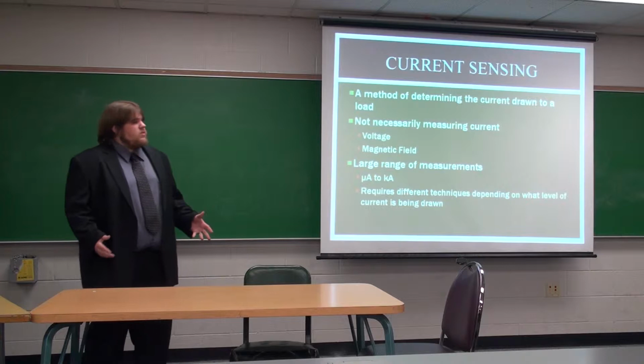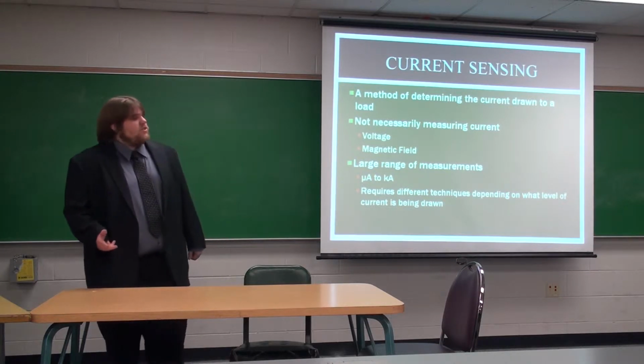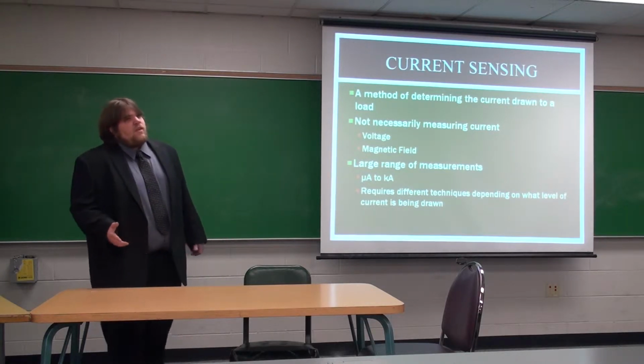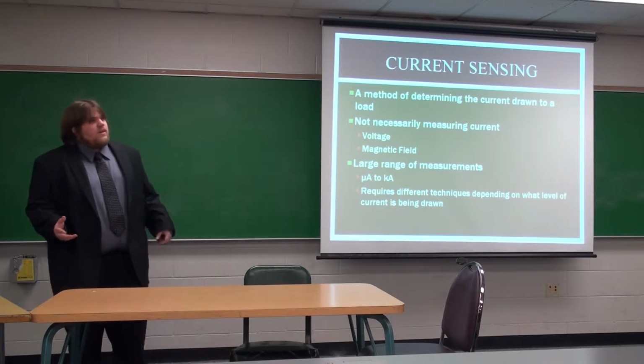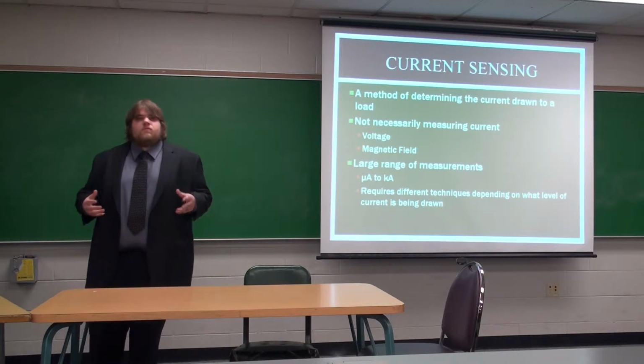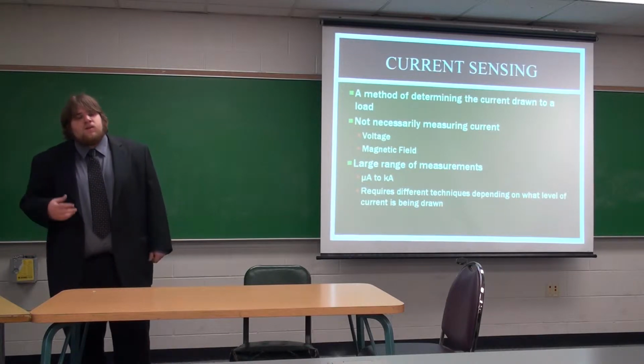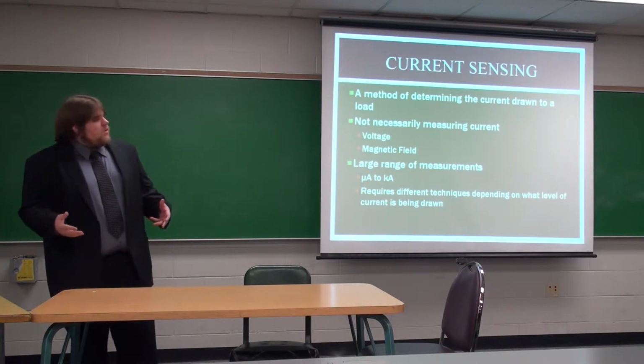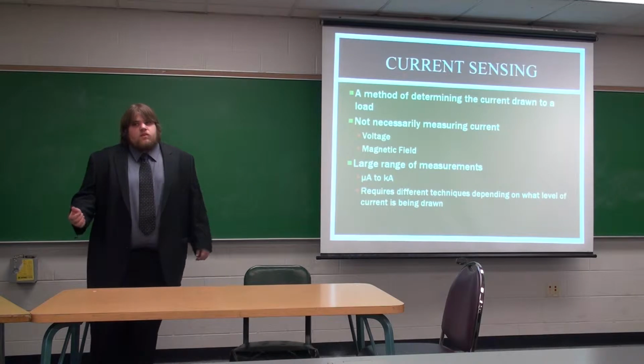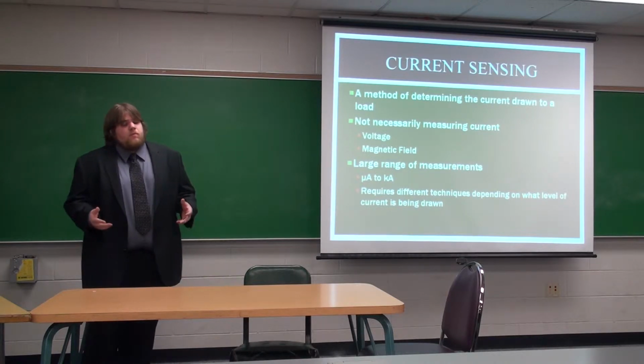Alright, so current sensing is simply a method of determining how much current is being drawn to a load. However, the name current sensing is slightly misleading as you don't actually sense a current most of the time. So for example, you can sense a voltage that's dropped across a resistor and use Ohm's law to determine the current. Or you can sense a magnetic field that's going through a toroid and then find the current from that.